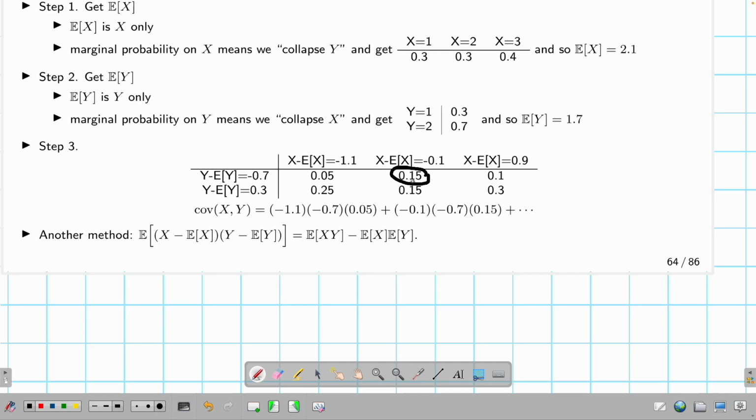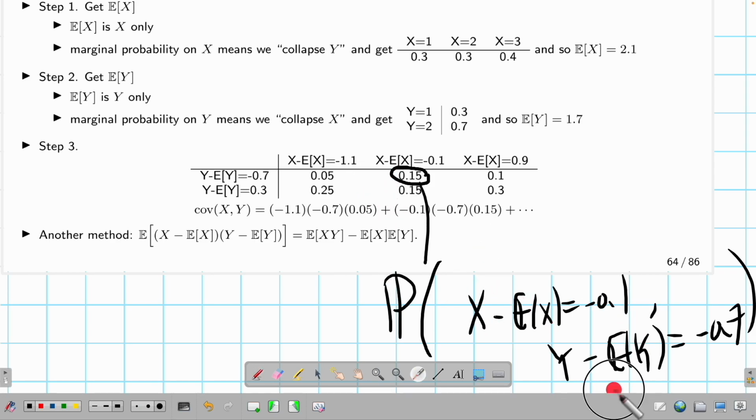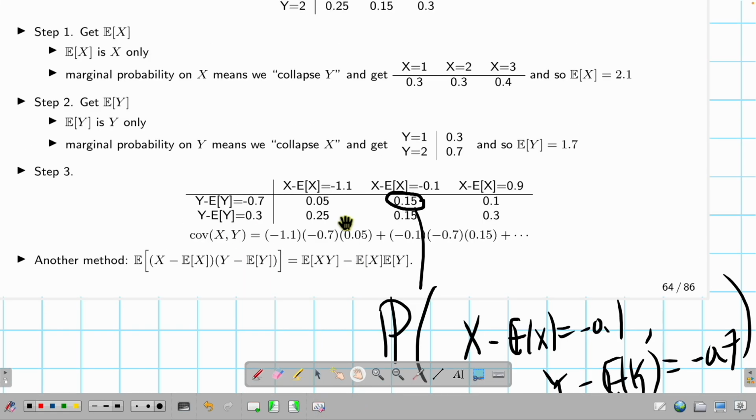So in this case, what does this 0.15 mean? This 0.15 in this table is the probability that x minus E[x] is negative 0.1 and y minus E[y] is negative 0.7. So this box represents the joint probability of these two particular events, and this probability is exactly what we want in computing covariance. In this case, we will have this number multiplied by this number times this probability, which is this term. This number multiplied by this number times this probability, which is the second term, and then take a sum over the whole table. It will give us the covariance. Okay? And lastly, if we divide this number by the square root of the variance of x and the square root of the variance of y, then it will give us the correlation.